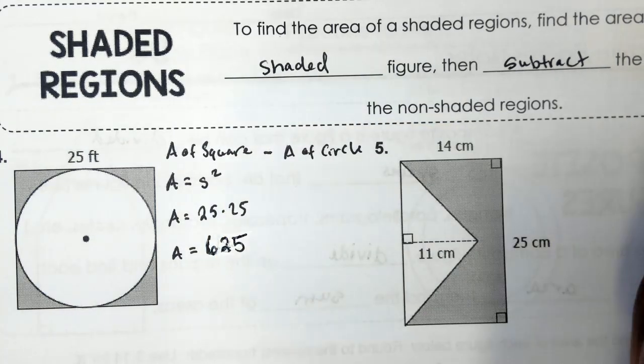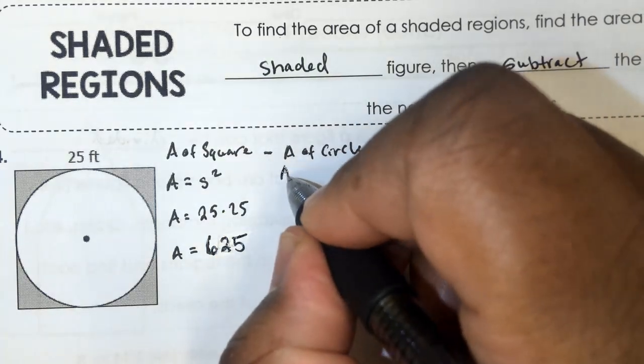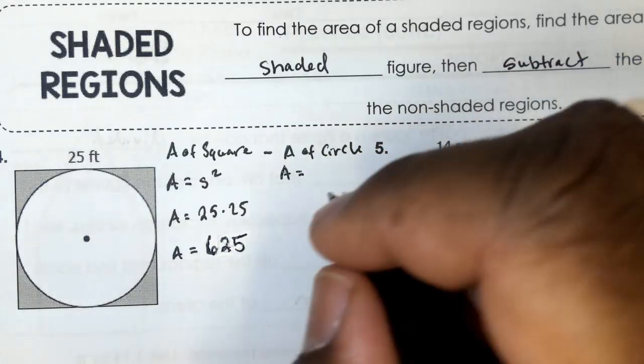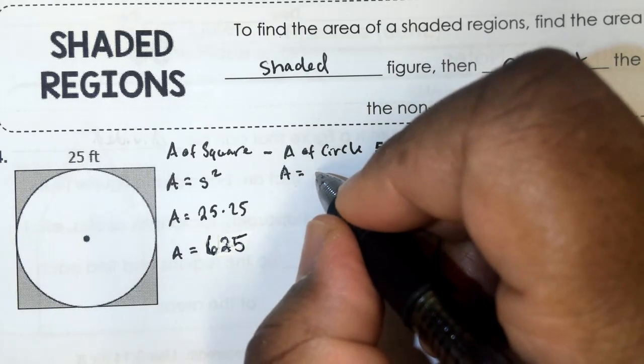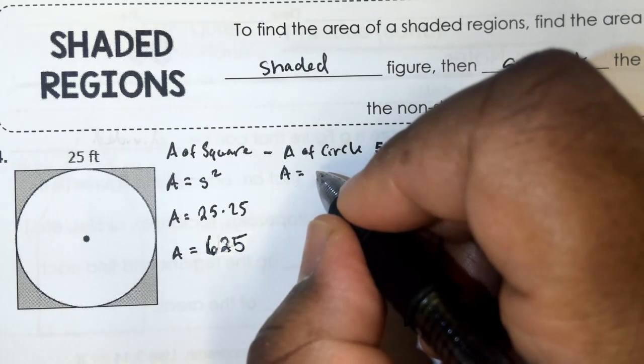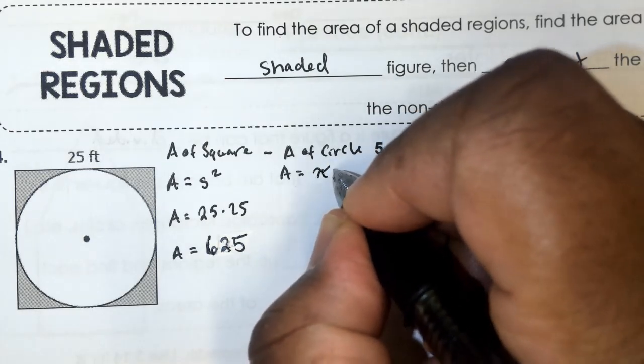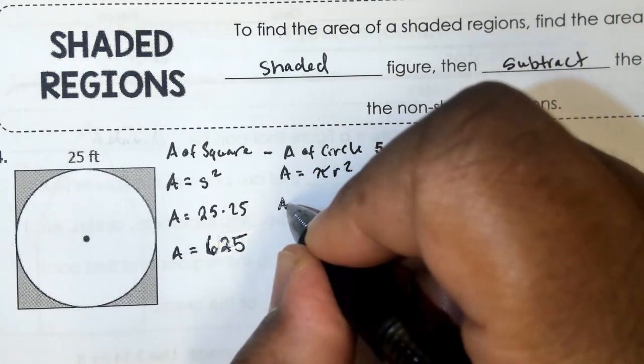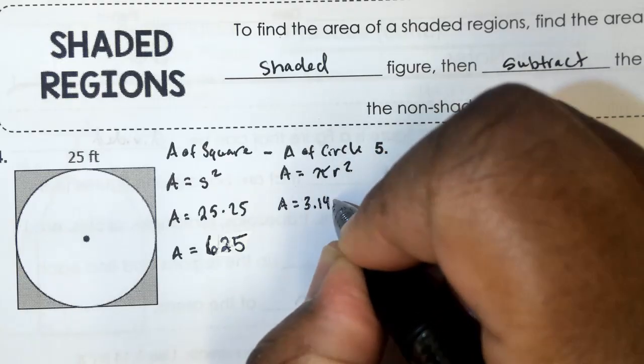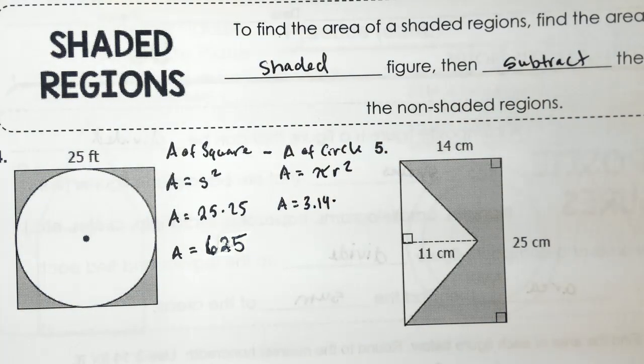$6.25. Alright. After that, Aiden, we need area of a circle. Remind me of that formula again. We used it on the front a couple times. Think about area of a circle. Pi r squared. Yes, sir. A equals 3.14 times, what's the radius?